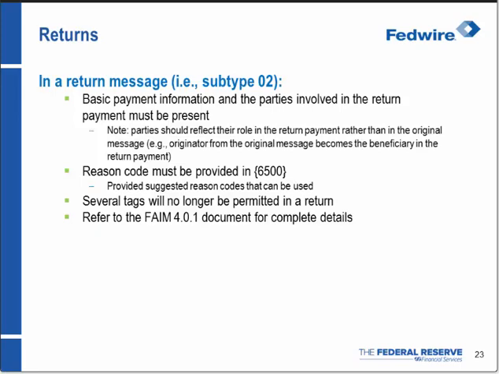We are also requiring the use of a reason code with the return payment in tag 6500. Again, commonly used reason codes have been added to the FAIM document. We also note that we have removed several tags in a return payment, so we encourage you to refer to the FAIM 401 for complete details.